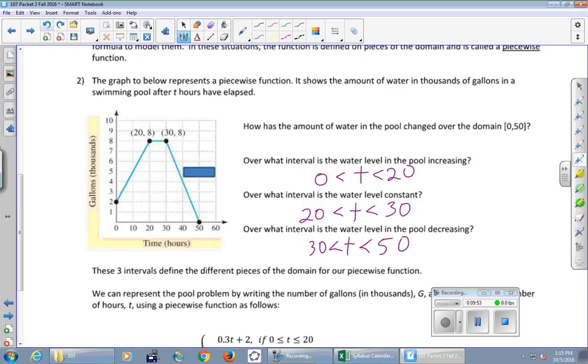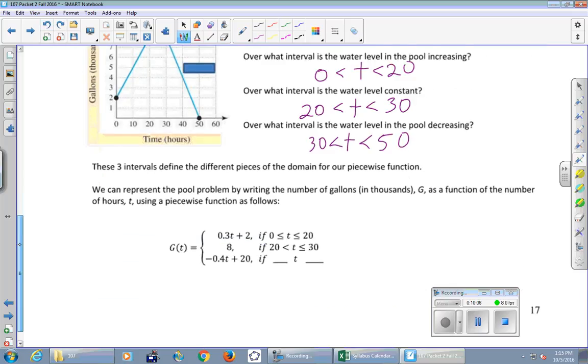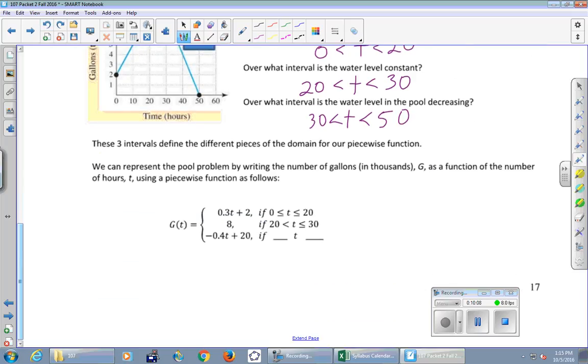Okay, right below the graph, these three intervals, 1, 2, 3, define the different pieces of the domain for our piecewise function. Three different domains, three different pieces of our piecewise function. So here is brand new notation for us. This gobbledygook down here, g of t, we want to make sure we understand exactly what that is representing. The first thing, 0.3t plus 2. Do you see that? You wrote almost exactly that up above during the preview part. What's the only change?